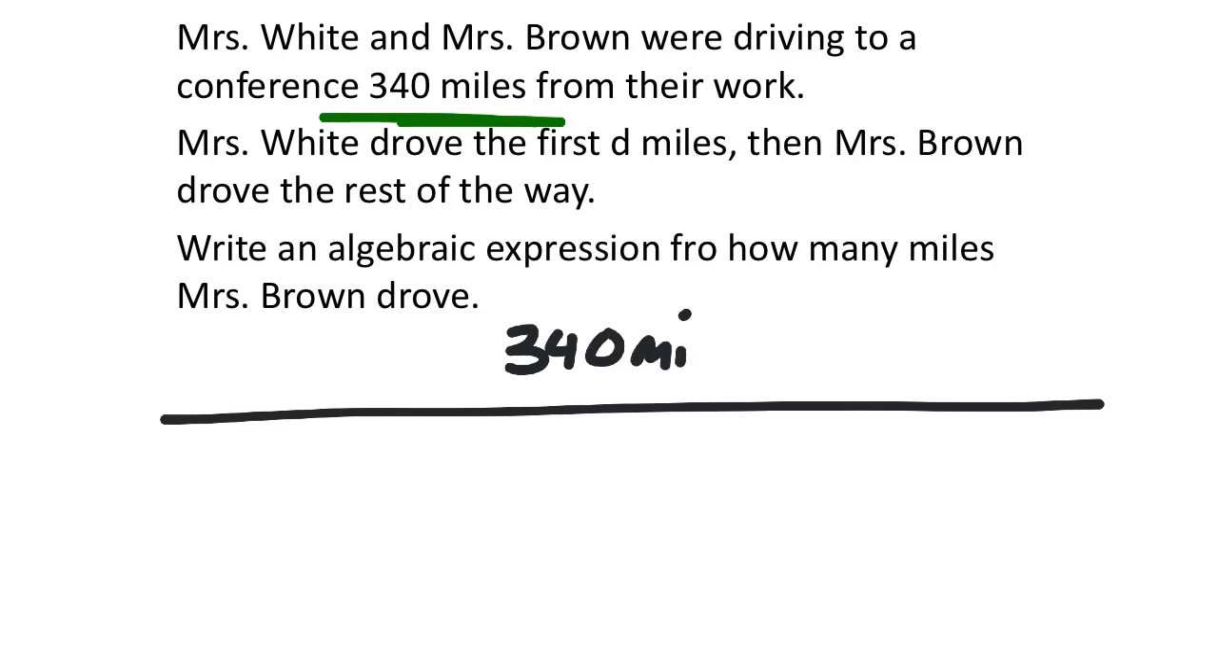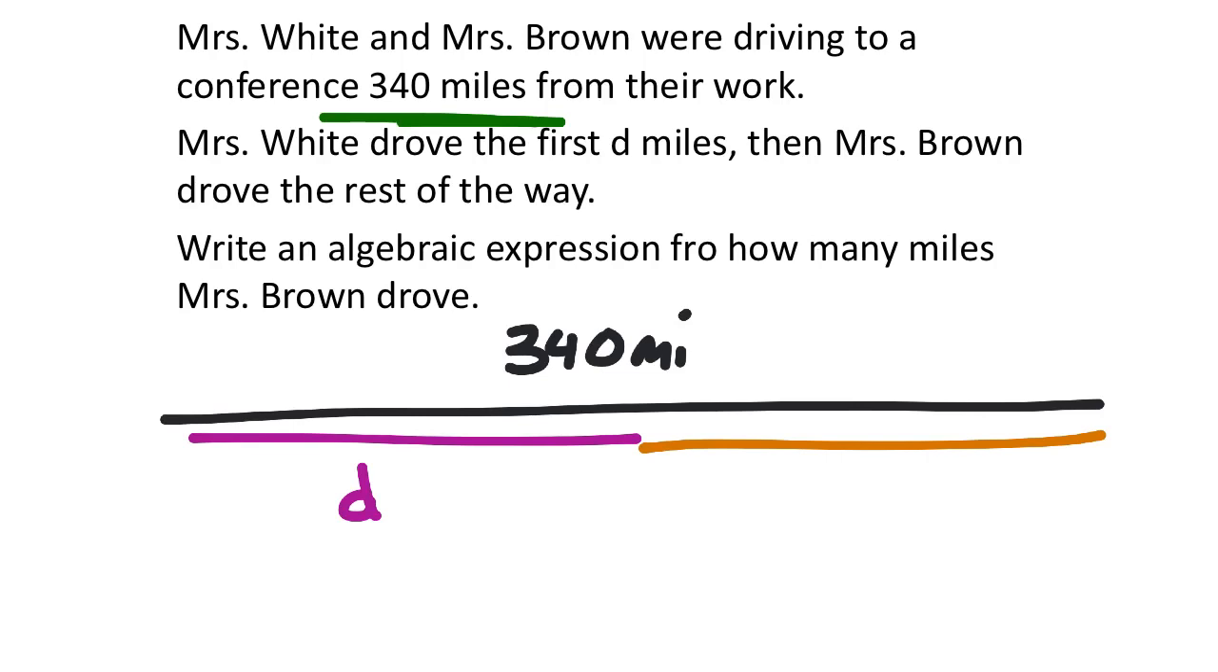And how far did Miss White drive? Well, Miss White, which we'll show in purple, is going to drive D miles, right? So this is Miss White. And then Miss Brown, I don't know if I have a brown color on this one. It's pretty brown. This is Miss Brown. Let's use a capital B right there. Well, we want an algebraic expression for how many miles Miss Brown drove.